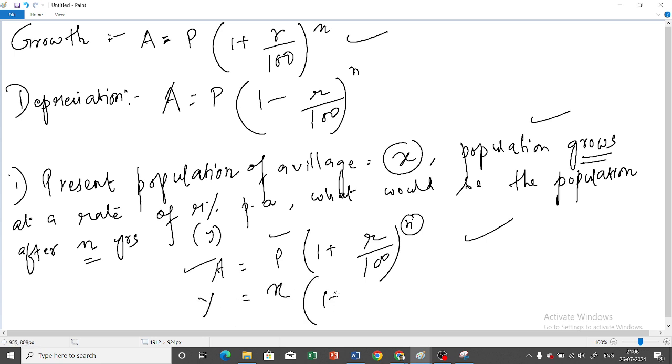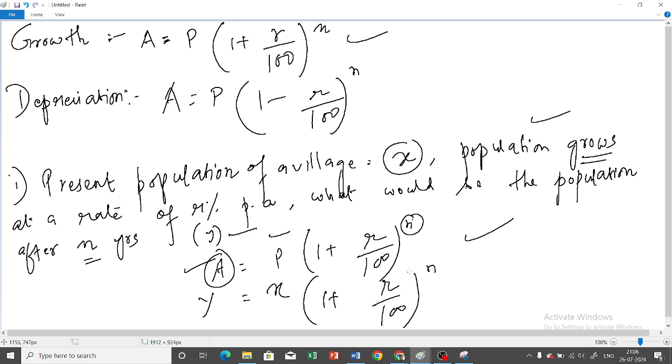The present population will be x, yes, right. Amount, see, here y is the final population, so remember we always see the future. We never go back. So the present population is x, the future population is y. Amount always represents the future. P is the present, P for principal, P for present. A for future.